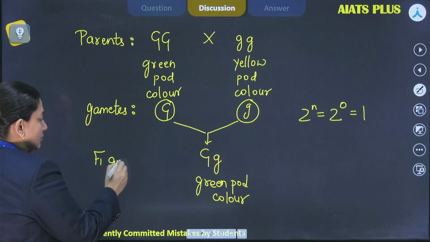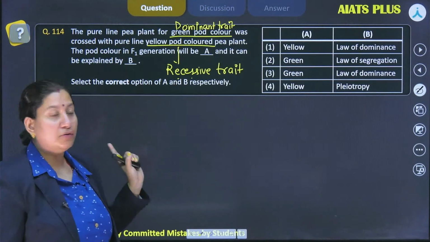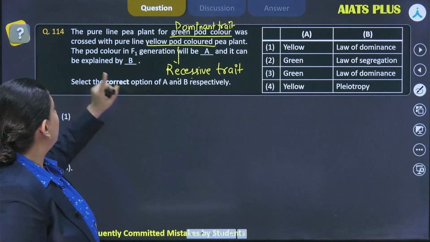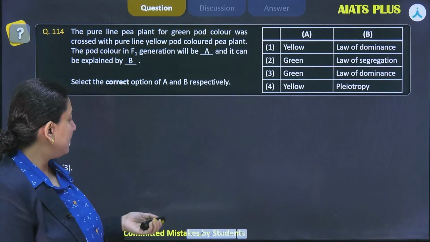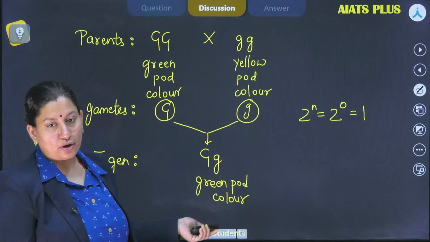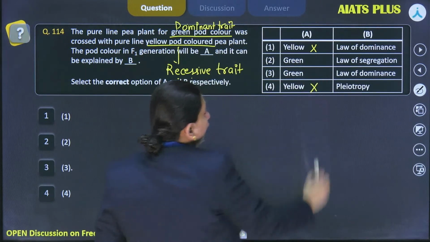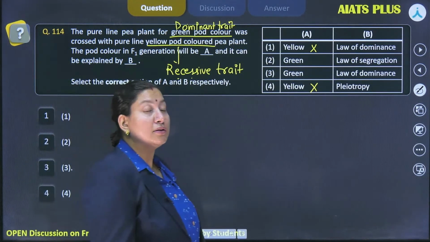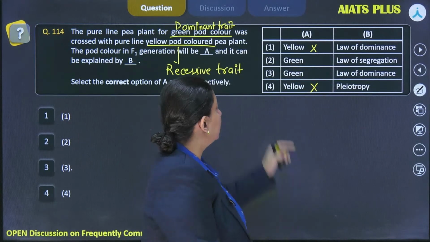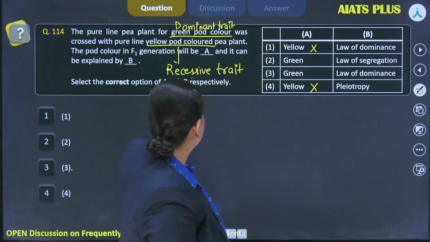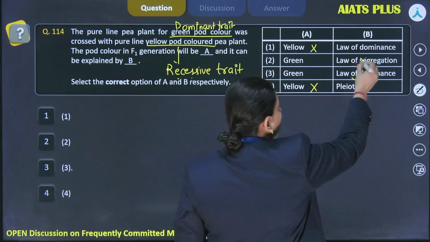That is the F1 generation, right? This is what's been asked: the pure line pea plant for green pod color was crossed with pure line yellow pod color pea plant. The F1 generation that we have seen here has green pod color, right? So we can simply eliminate these two options, because they say that in the F1 generation the recessive phenotype is going to be observed. So we are left with the second and third, right? Now this could be explained by the law of dominance, not because of the law of segregation. Why?